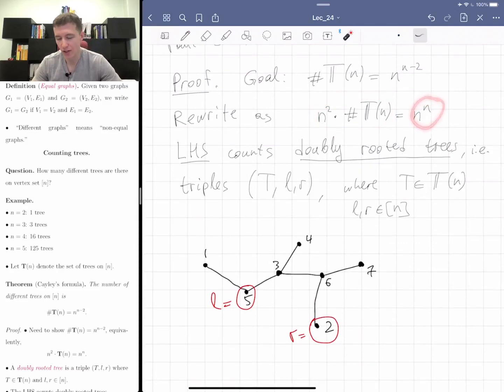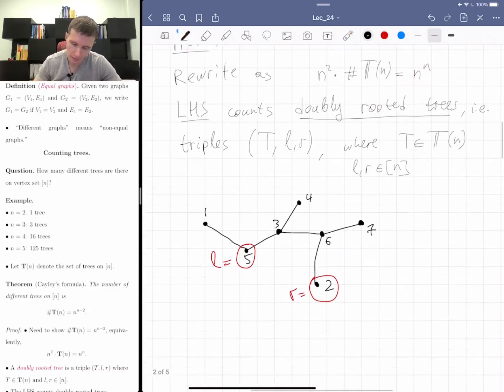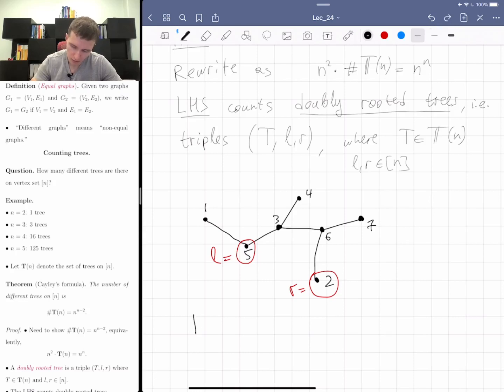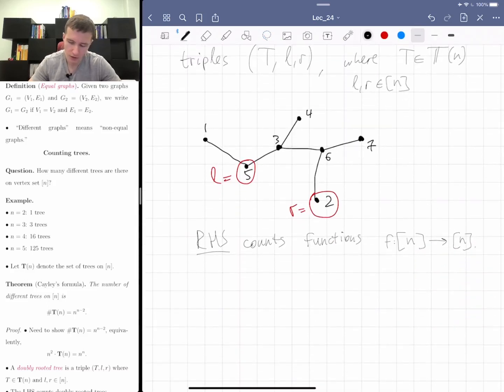The right-hand side is the number of arbitrary functions from bracket n to itself. The right-hand side counts functions f from bracket n to bracket n. So how do you convert a doubly rooted tree into a function? Or how do you convert a function into a doubly rooted tree? Let me do the other way around.